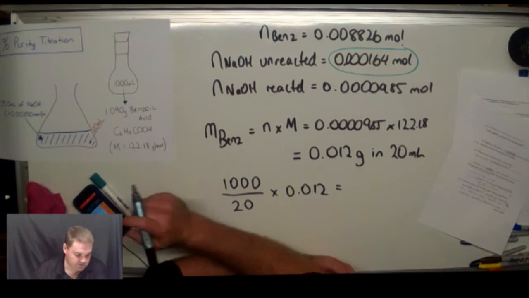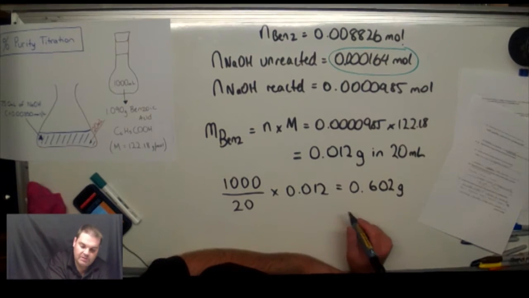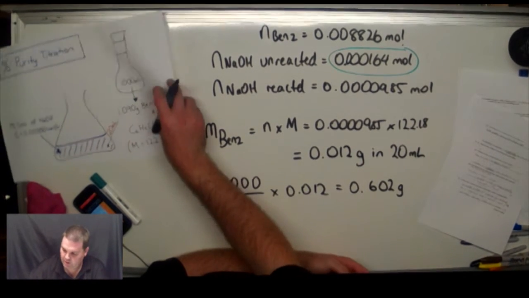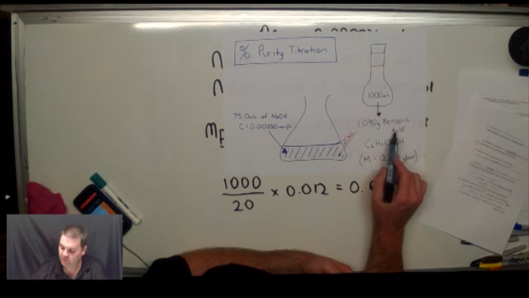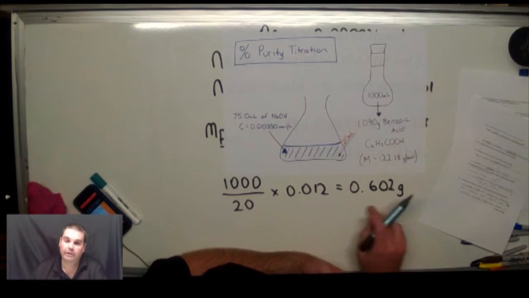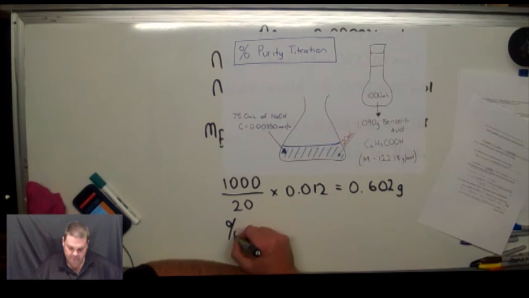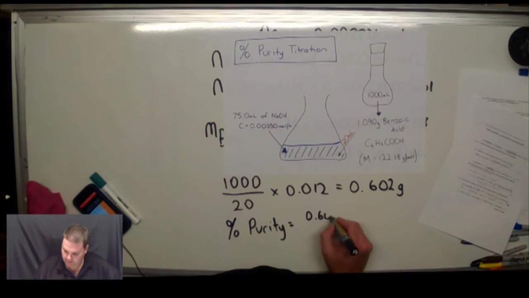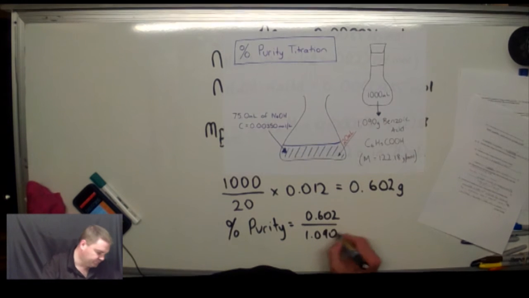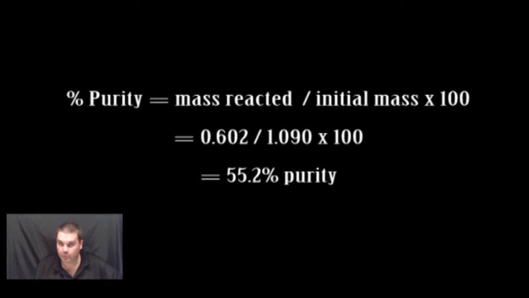And we get 0.602 grams. So what we can actually see now is that initially, and I'm going to bring this back over here, we put in 1.090 grams of benzoic acid, or what we thought was benzoic acid. But we've actually only got 0.602 grams in there. So our percentage purity, which is what we were trying to find out right at the beginning, is 0.602 over 1.090 times 100. So we have 55.2 percent purity.